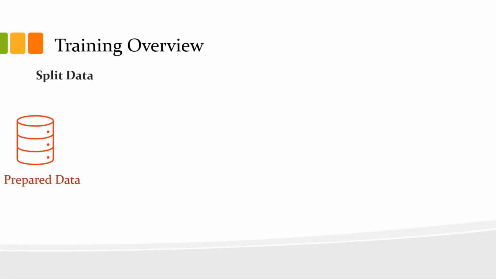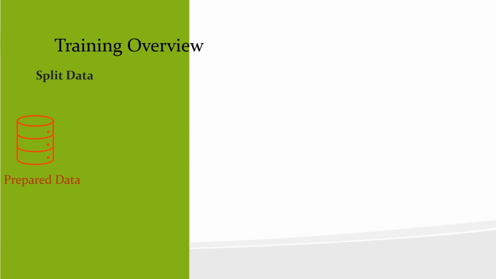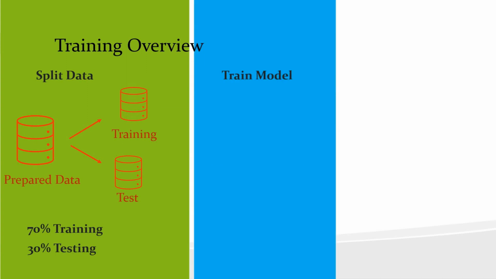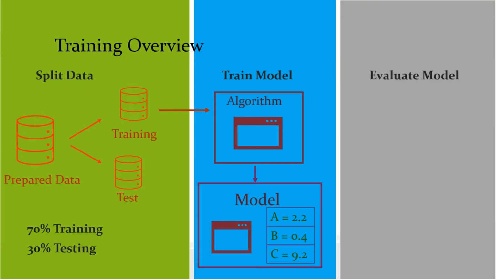Let's review the supervised machine learning training tasks we need to perform. First, we split the prepared diabetes data into two data sets, one for training the model and one for testing the trained model. About 70% of the data goes into the training set and about 30% goes into the testing set. Then we train the algorithm with the training data and hold the test data aside for evaluation. This training process produces a trained model based on the logic in the algorithm and the values of the features in the training data. But what does this training process look like?